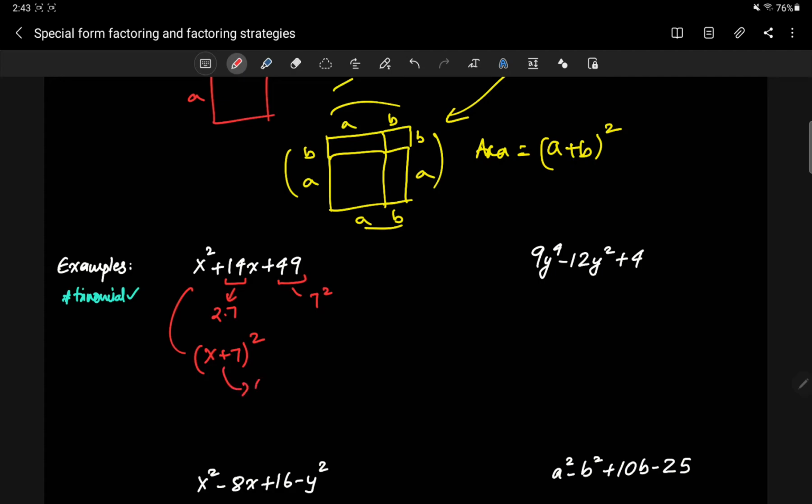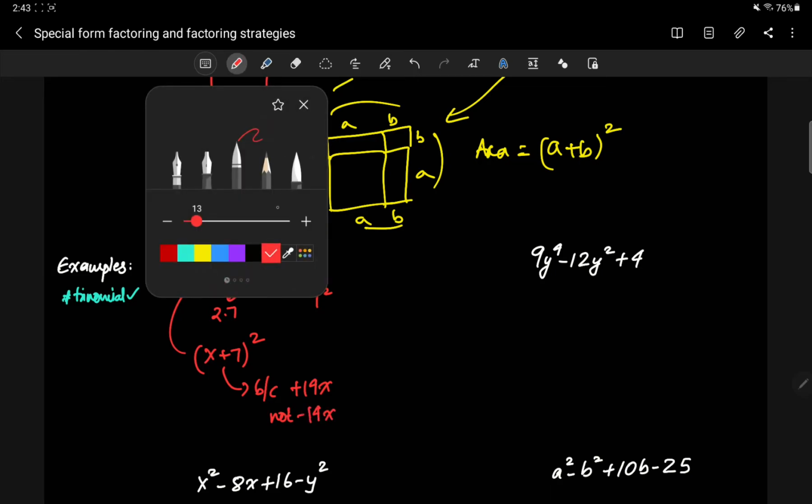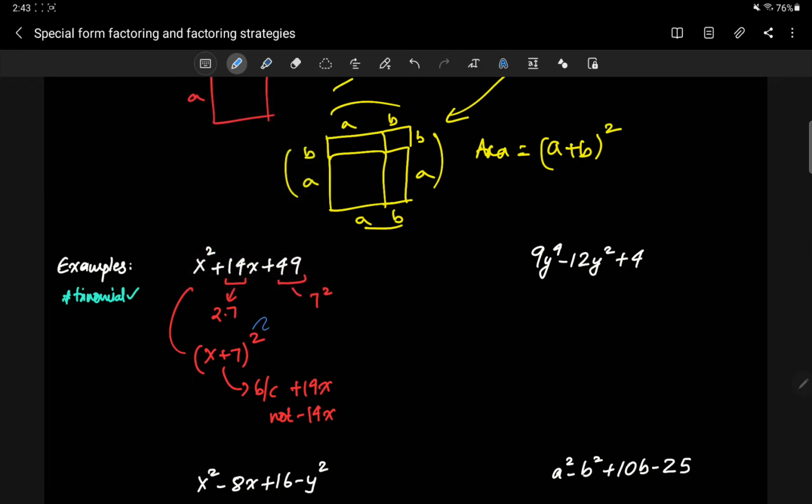This plus, because it's plus 14x, not minus 14x. And you can verify that by saying that this is x squared plus 7 squared plus 2 times 7 times x, which is 14x.